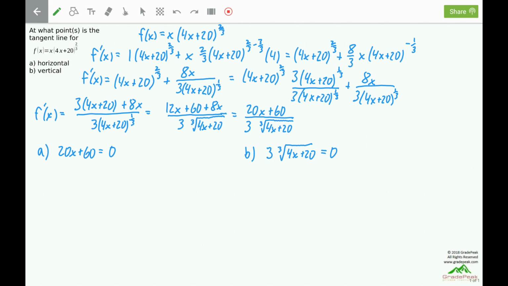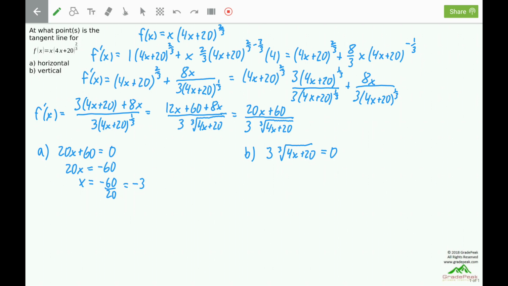So let's work with the horizontal tangent line first over here for part A. I'm going to subtract the 60 over, so that'll be a negative 60, and then we'll divide by the 20. So negative 60 over 20, and 20 divides into negative 60 negative 3 times, so we have an x-coordinate of negative 3.